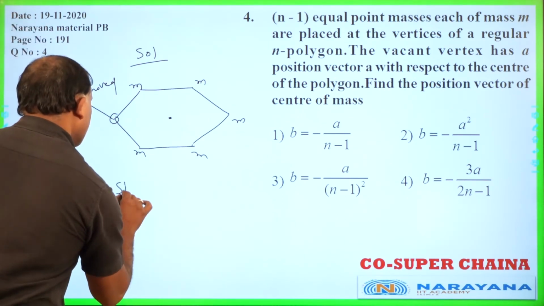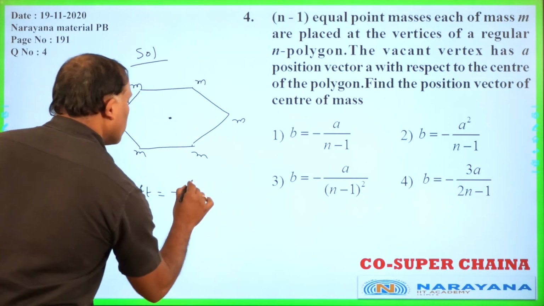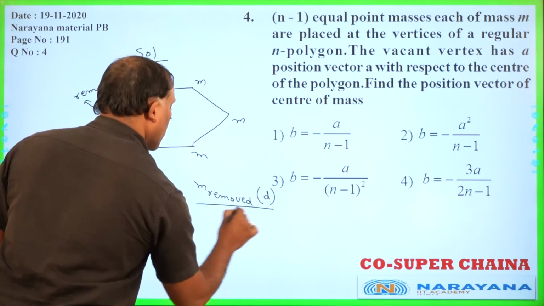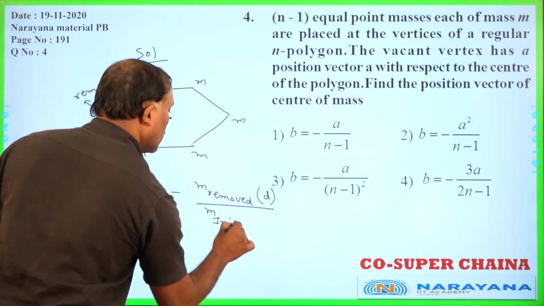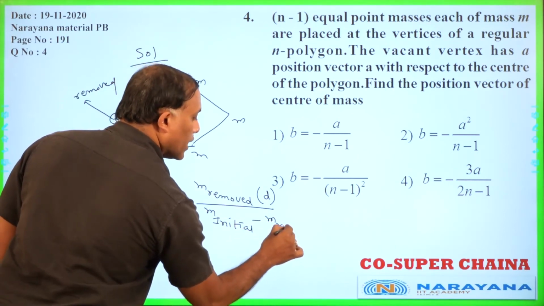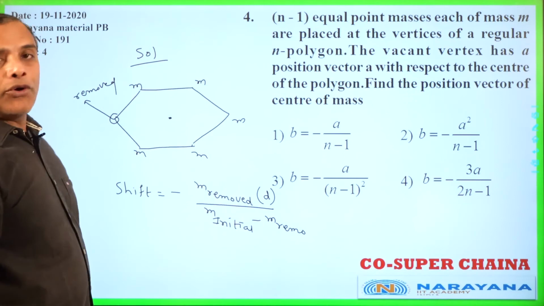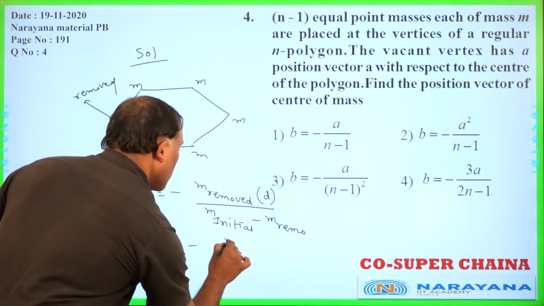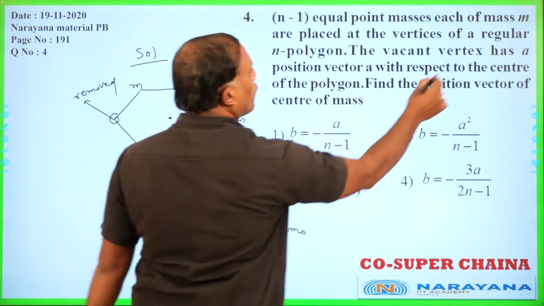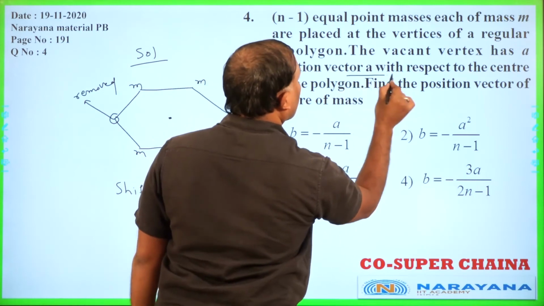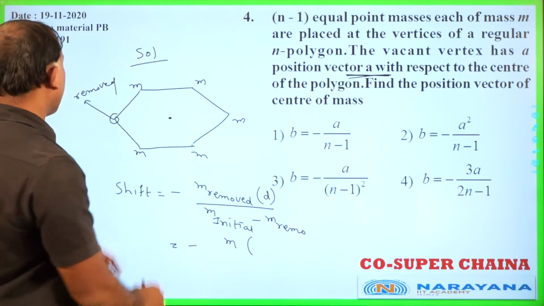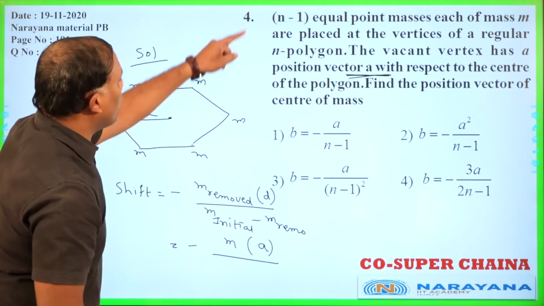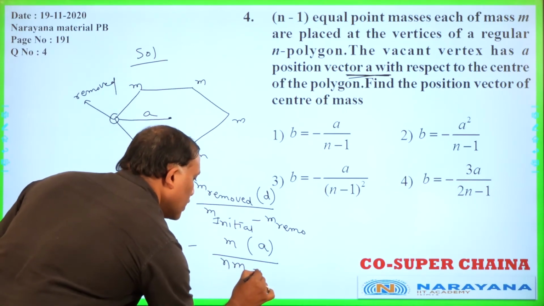So shift is equal to minus of mass removed into d, by mass initial minus mass removed. That is, minus of mass removed, which is m. d is the distance to the vacant vertex, which has position vector A. He is telling the position vector A, that means this is A given to you. So m into A by how many total? Nm. In that one is removed.